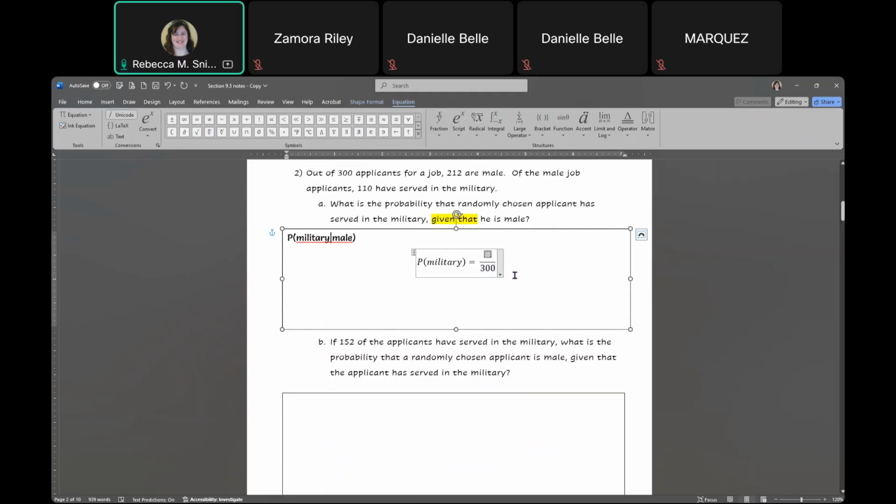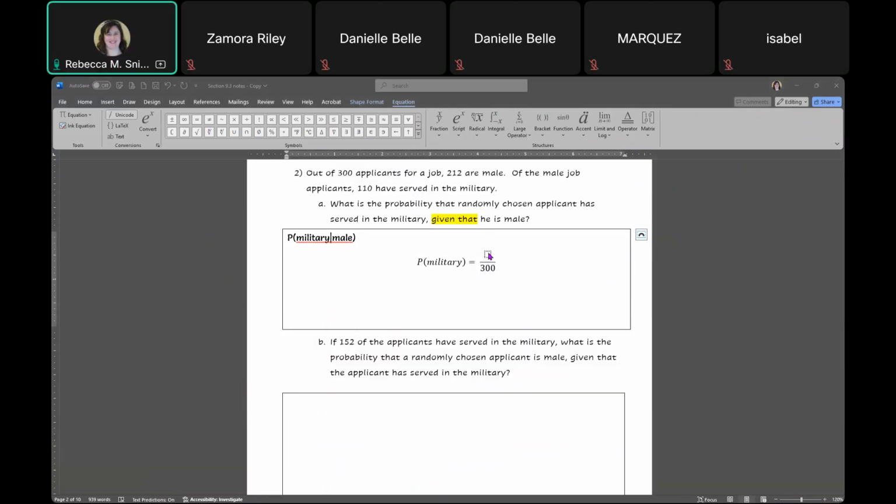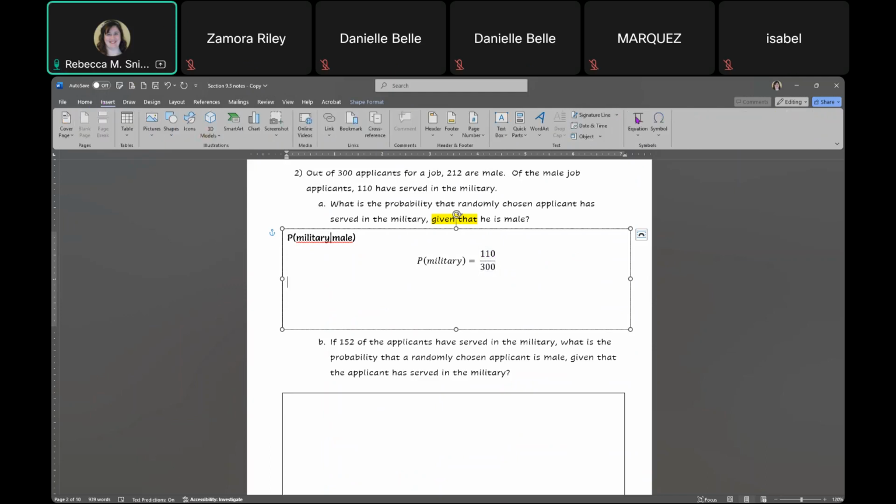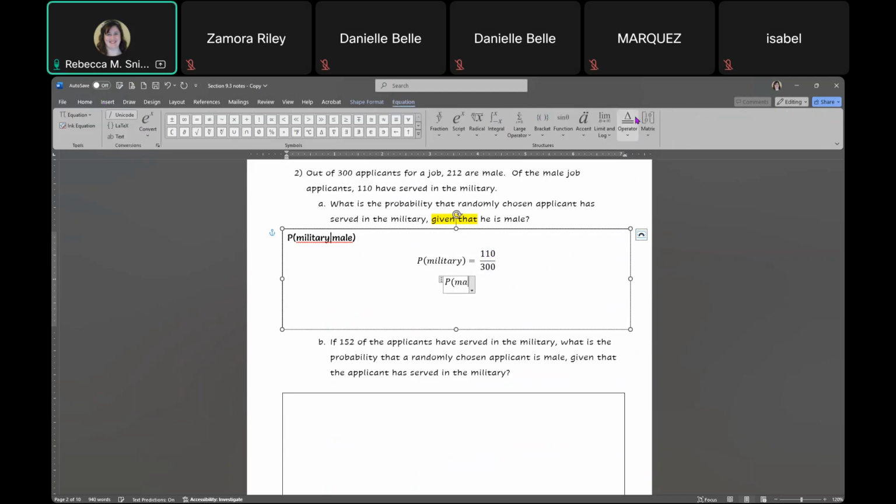Now I have to look at, of those applicants, how many of them are going to be military. And what it tells me is that of the male job applicants, 110 served in the military. And so therefore, my military would be 110. Okay. Now at this point, I'm not going to reduce because I want to be able to work with my fraction as is. So I'm going to leave this and now look at my second probability that I need to have, which is the probability of male.